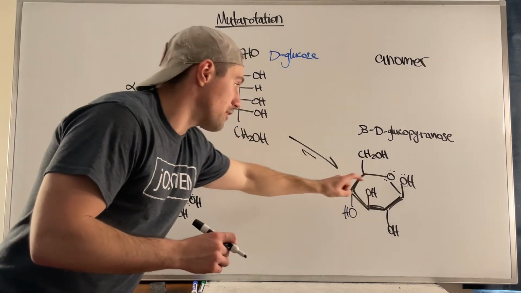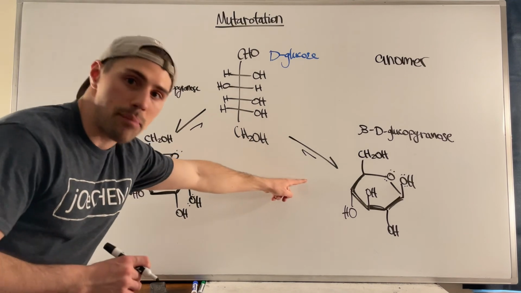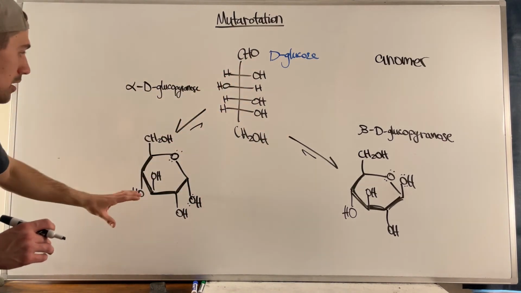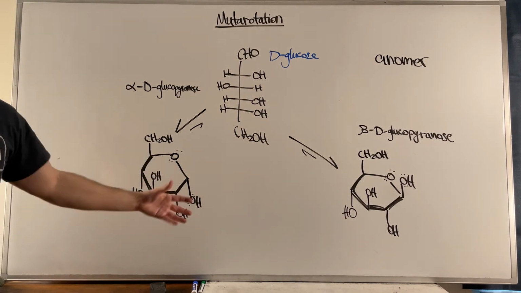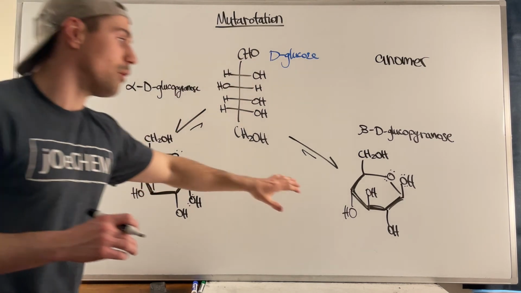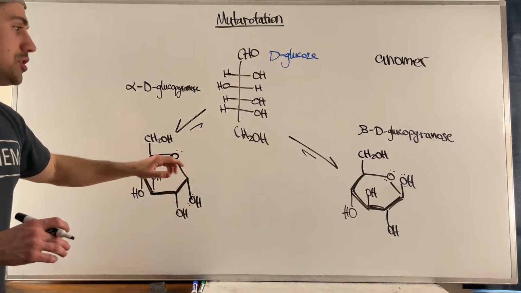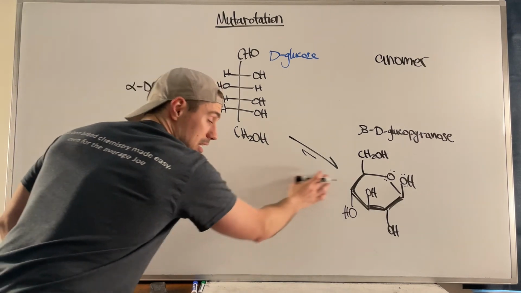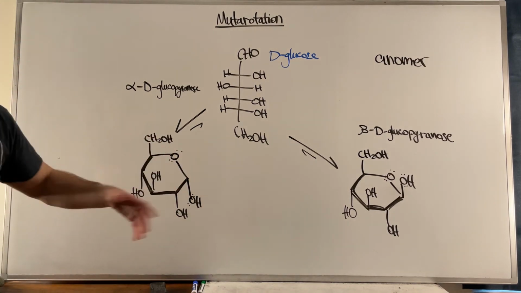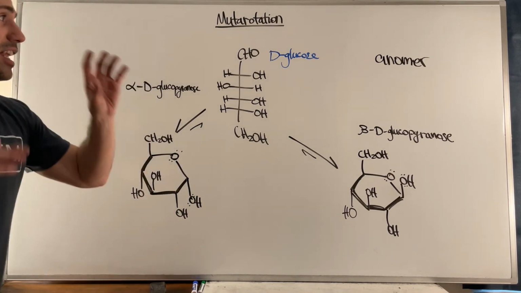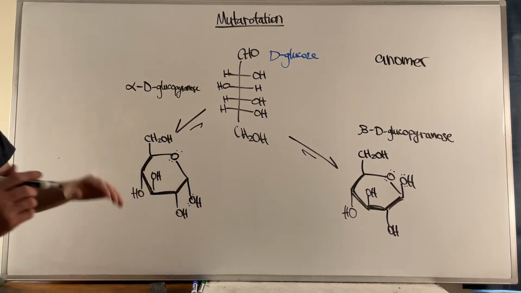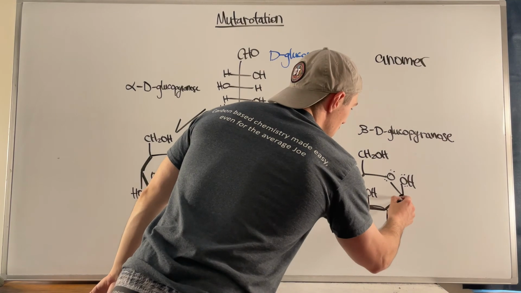And yes, that's heavily favored, but eventually a little bit of this will flip back to the Fischer projection form. And then maybe from there, it becomes alpha D-glucopyranose. So it's kind of like the Fischer projection is the swivel point between how you get the beta version and the alpha version. You can't go straight between these two. You have to unravel, become straight chain again, and then become the other version of the anomer. And it's that phenomenon that is mutarotation. It's the fact that this position can be changing all the time.